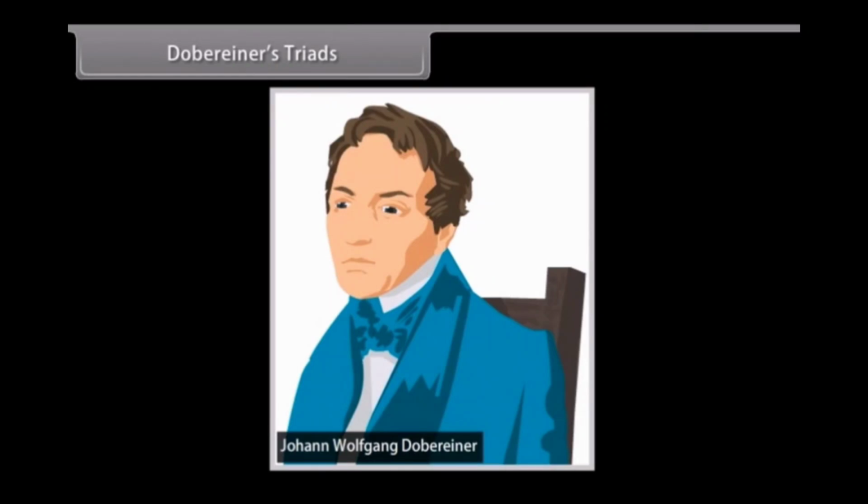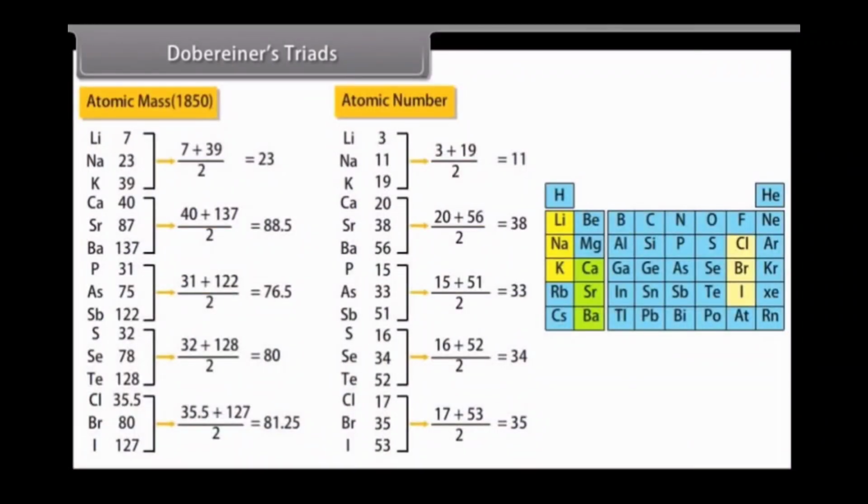Dobereiner's triads. In 1829, Dobereiner, a German scientist, made groups of 3 elements, each based on their properties. He named them triads. He observed that the atomic mass of the middle element of a triad was equal to the arithmetic mean of the atomic masses of the other 2 elements.